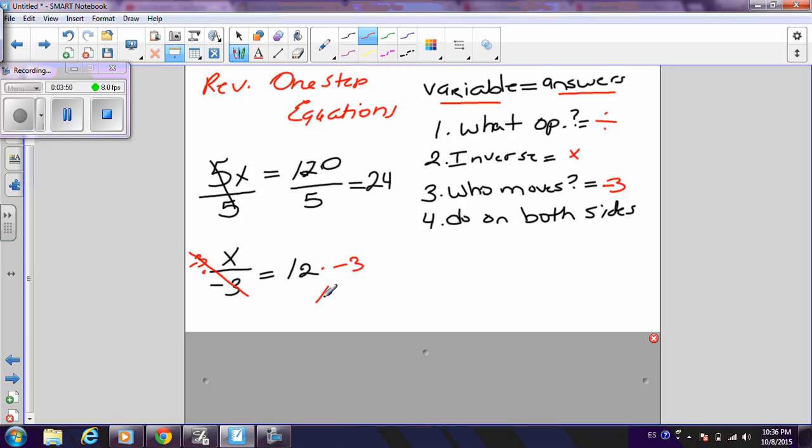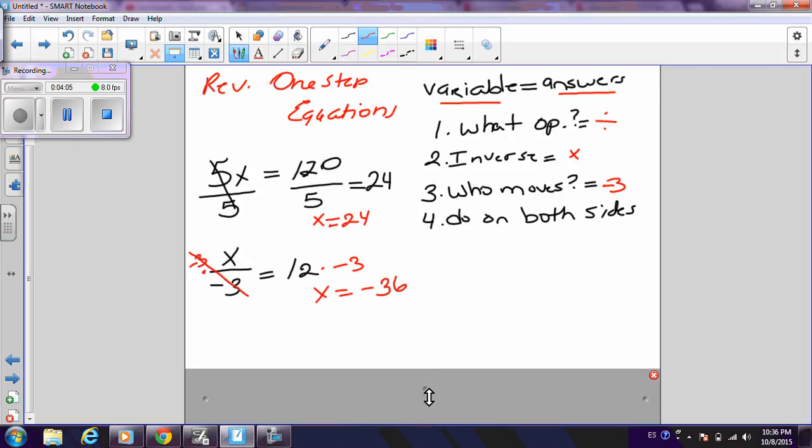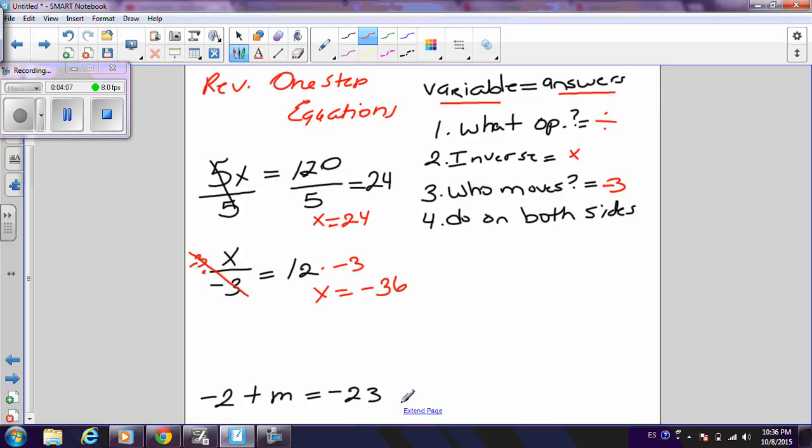So we know that x equals, and I should have put an x equals up here. X equals 24 up there. Sorry about that one. And so x equals negative 36. Alright, now let's try one little tricky problem, and I can get rid of my screen.